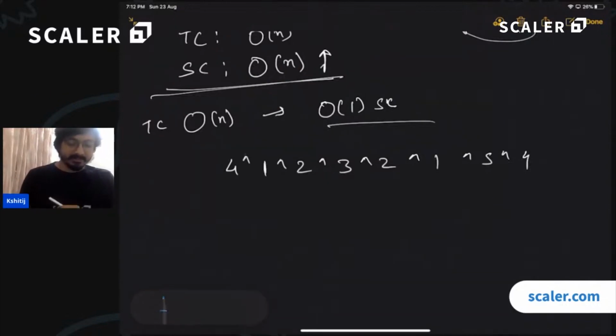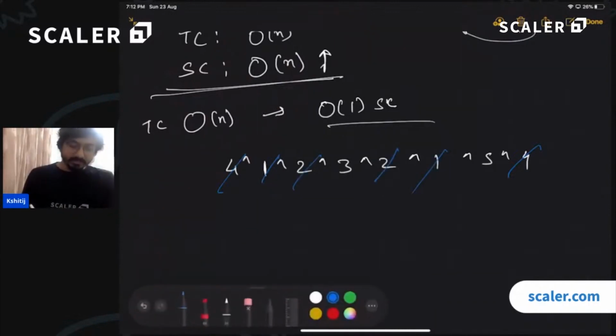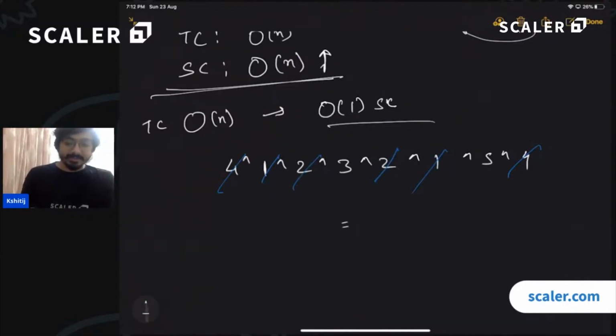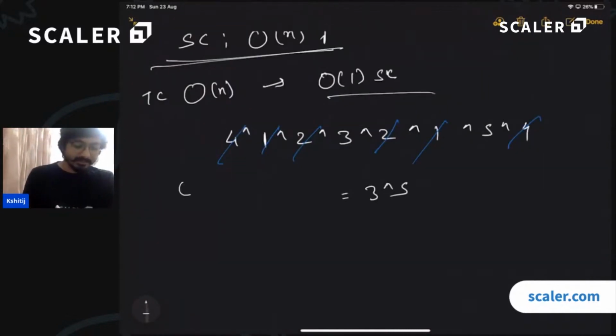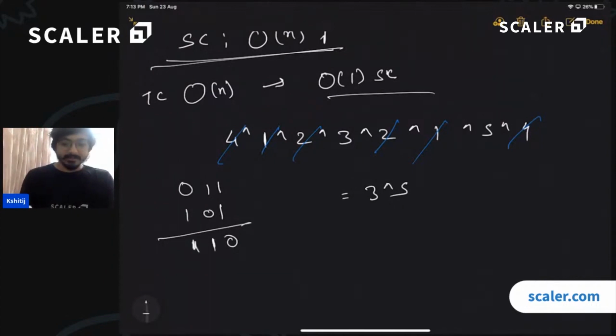If we take XOR of all these numbers, what do we get? 4 and 4 cancel out each other. 1 and 1 cancel out. Then 2 and 2 cancel out each other. So in the answer, you will be getting 3 XOR 5. What is 3 XOR 5? 3 is this, 5 is this. So you will be getting 0, 1, 1. Right. So you will be getting a 6.